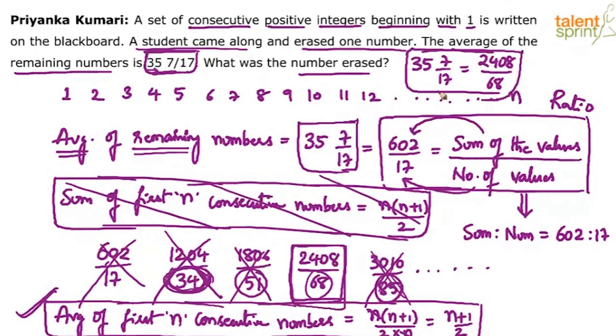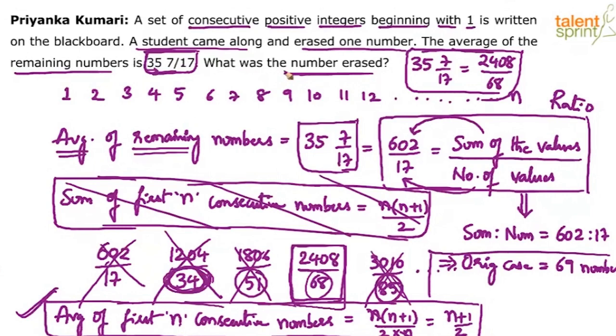We know that originally there were 69 numbers. Right? So we can jump to a conclusion that in the original case, we had 69 numbers. Now, the question here is, what number was erased?